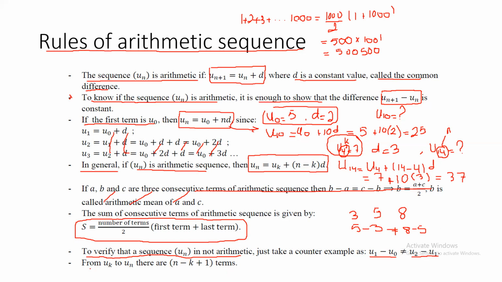The last rule: from UK to UN, there are n minus k plus 1 terms. To know how many numbers there are between UK and UN, we subtract n minus k plus 1. Like from exercise 5 to exercise 11, you have 11 minus 5 plus 1.